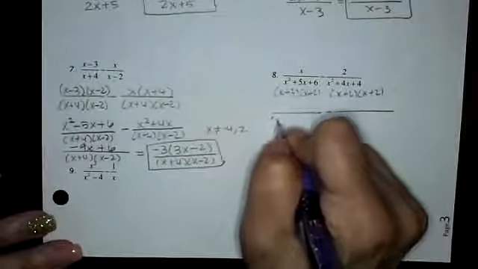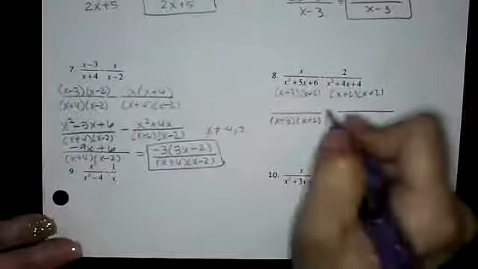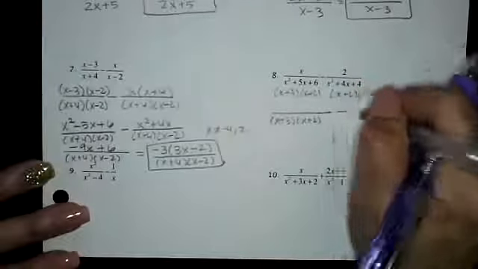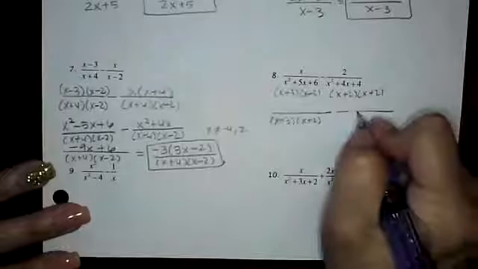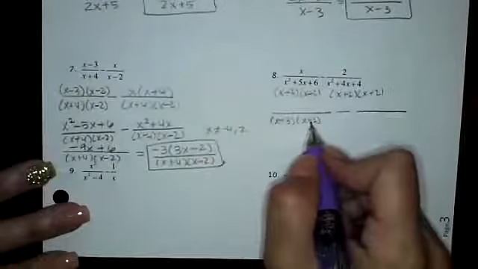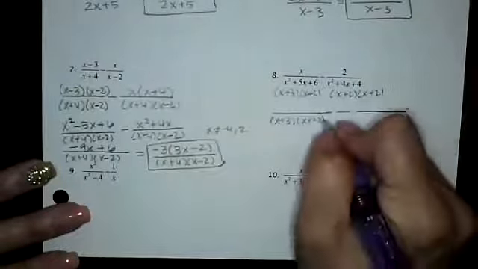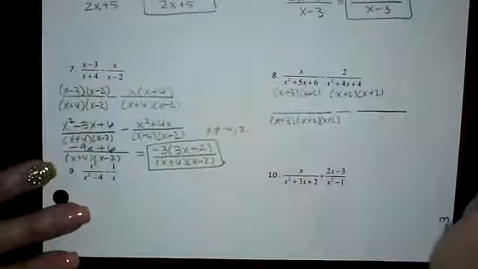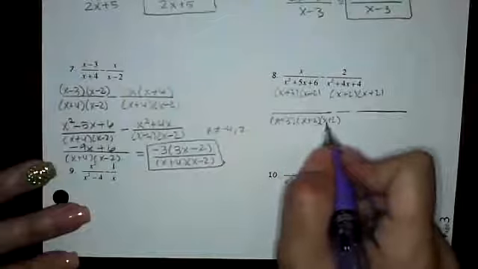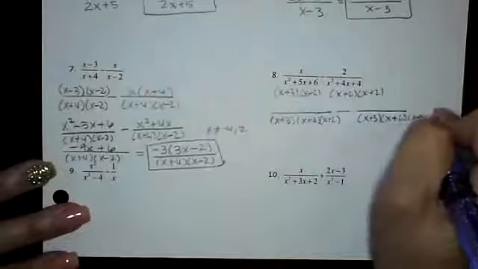For this first denominator, I need an x plus 3 and an x plus 2. And I did not give myself enough space there. There we go. X plus 3 and x plus 2, those are right there. For this one, I need an x plus 2 and an x plus 2. I've already got one x plus 2, so I'm going to need another one here. For this second one, I need an x plus 2 and an x plus 2. That's found right there. So that's our least common denominator. X plus 3, x plus 2, x plus 2.